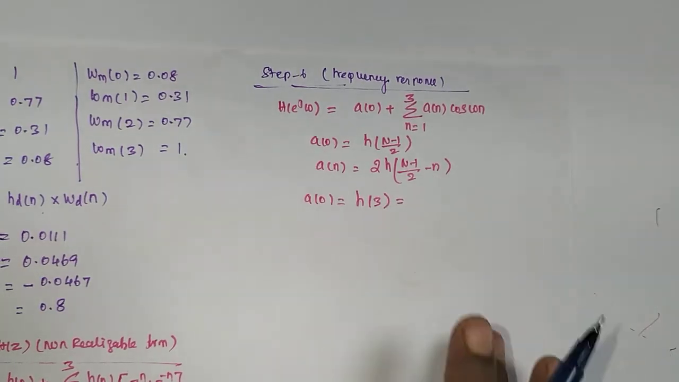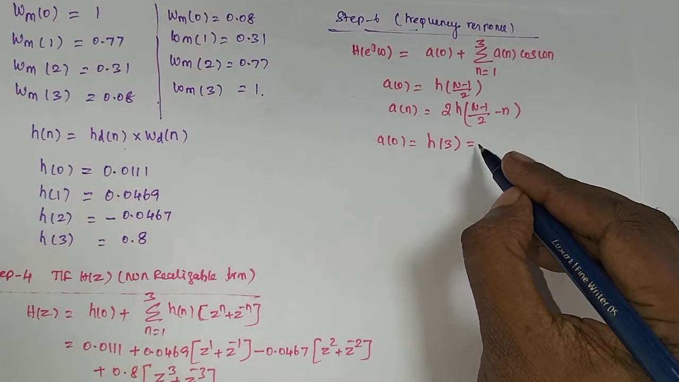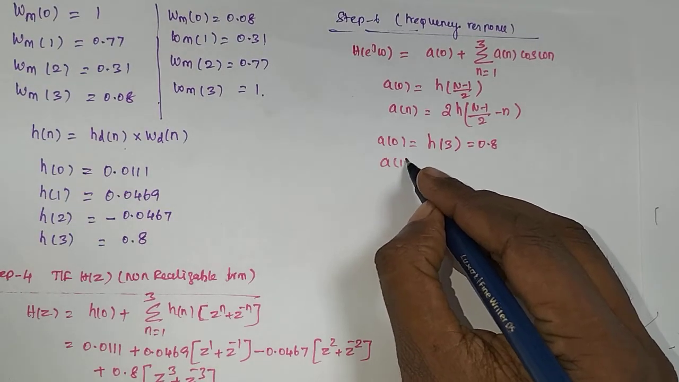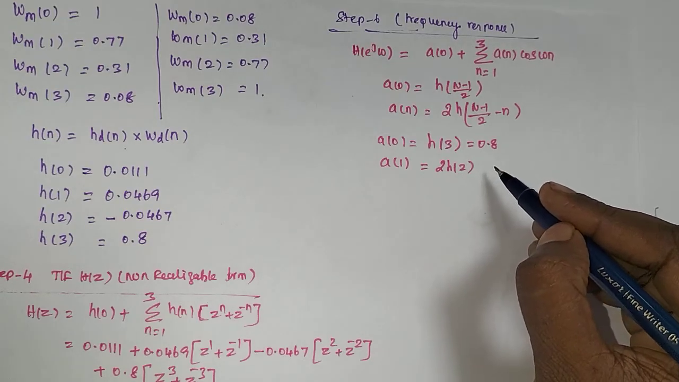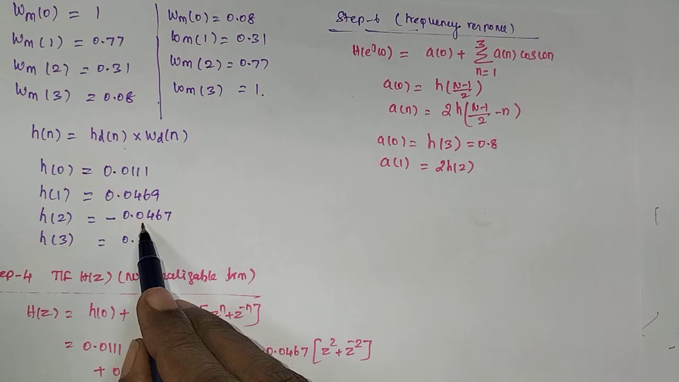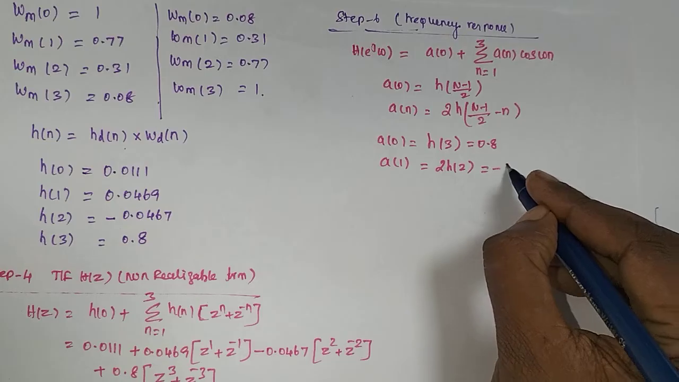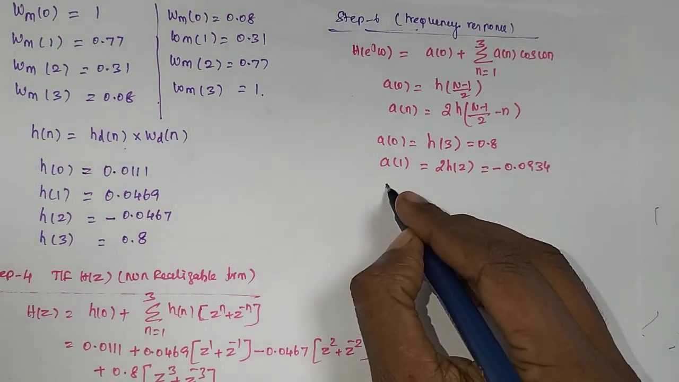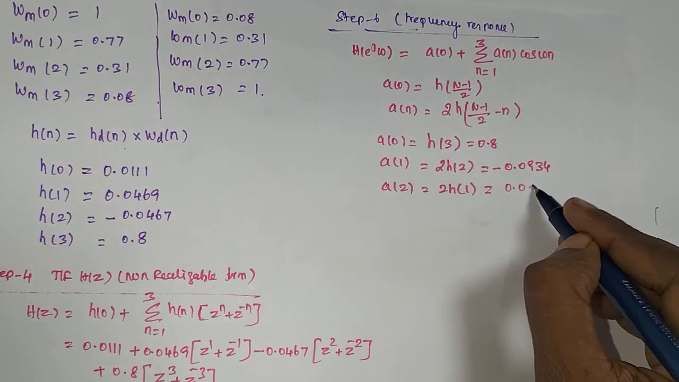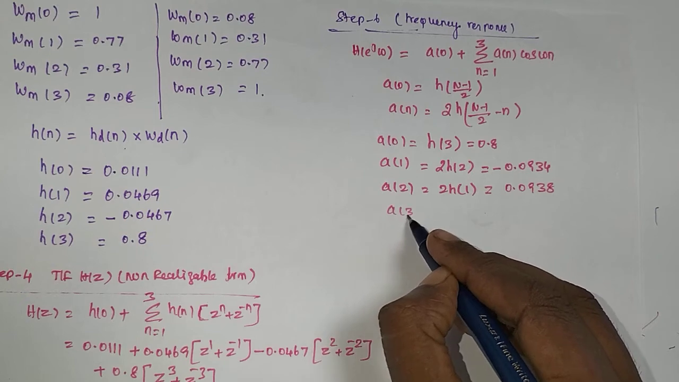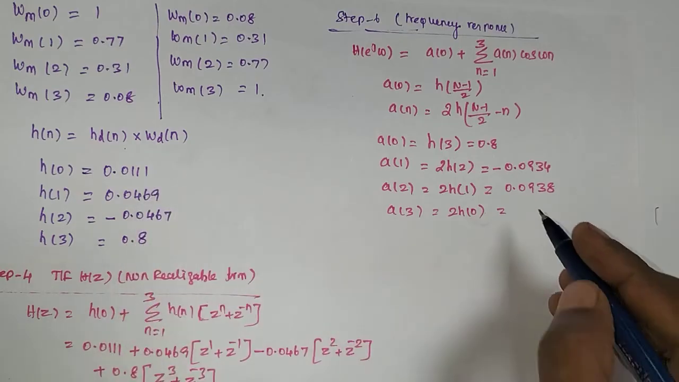So h of 3, what is the value? The h of 3 value is 0.8. A of 1 is 2 into h of 2, which is 2 into minus 0.42467, and it is equal to minus 0.0934. And then a of 2 is equal to 2 into h of 1, which is 0.0938. And then a of 3 is equal to 2 into h of 0. H of 0 is 0.011, 2 into this is 0.0222.